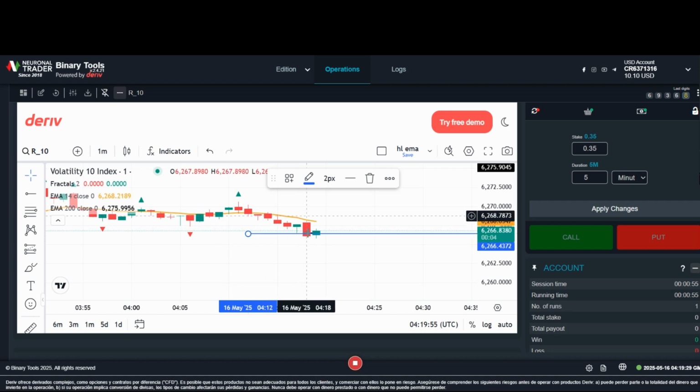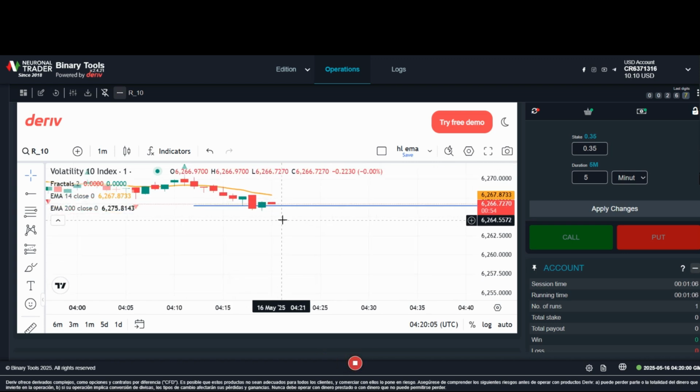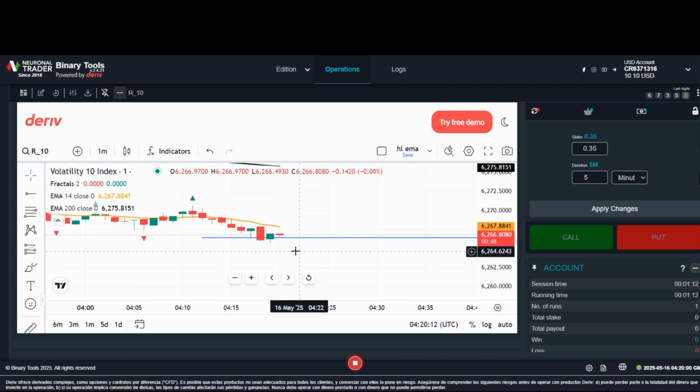So now after this candle closes completely out of this area, then I open my entry here for a 5 minutes expiry for a lower option. So let's see. I will wait for a result here so that we can see if we win or we lose. Then we are going to continue.